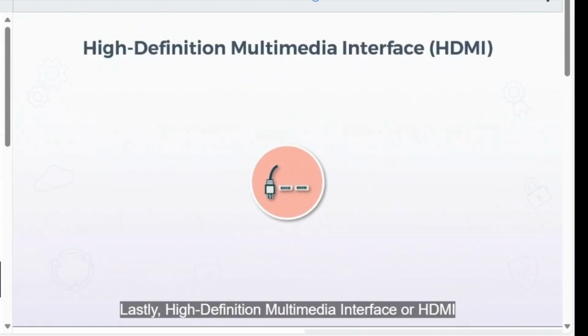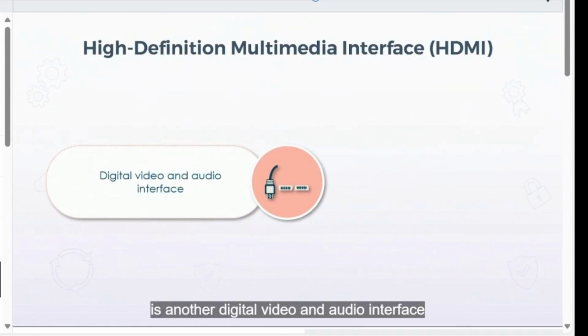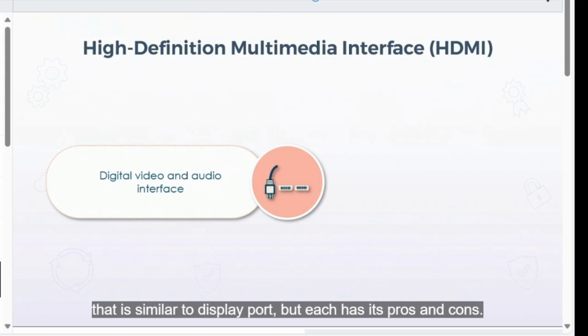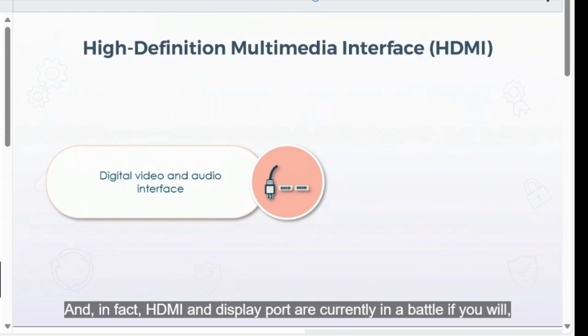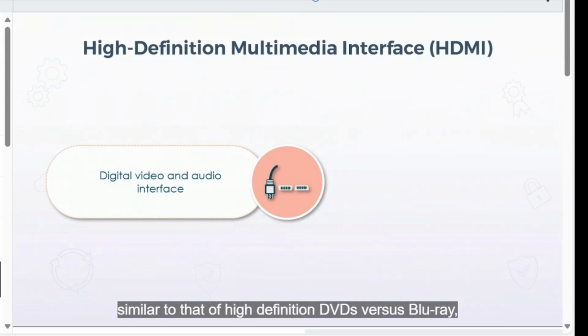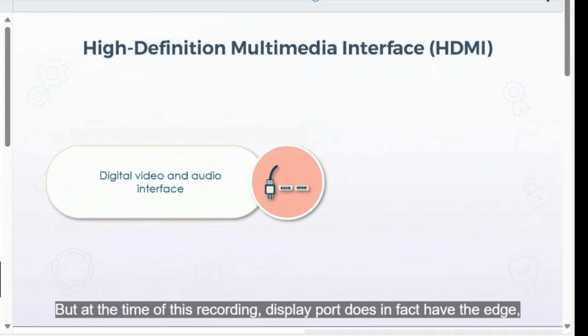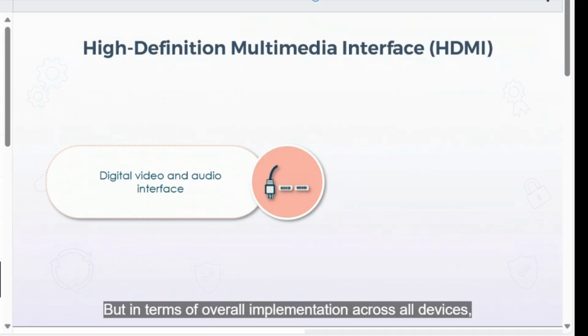Lastly, High Definition Multimedia Interface, or HDMI, is another digital video and audio interface that is similar to DisplayPort, but each has its pros and cons. In fact, HDMI and DisplayPort are currently in a battle, if you will, similar to that of high-definition DVDs versus Blu-ray, but each new version of either one attempts to outdo the other. At the time of this recording, DisplayPort does in fact have the edge in terms of performance capabilities, but in terms of overall implementation across all devices, I would say that HDMI is likely more common, and it more than meets the needs of most users.